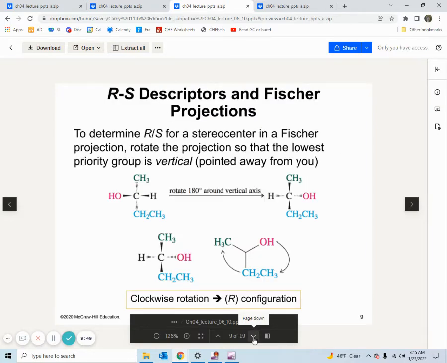For our RS descriptors in Fischer projections, rotate the projection so the lowest priority group is vertical, that is, pointed away from you. So for example, we show the first configuration rotating 180 degrees around the vertical axis, and the H is vertical there. This one has a clockwise rotation corresponding to an R configuration.